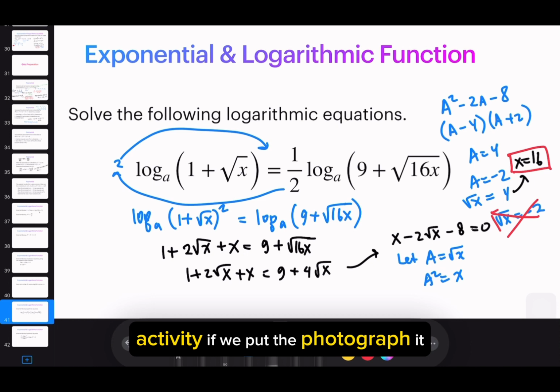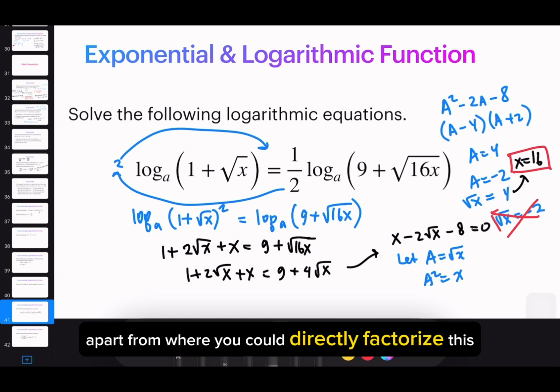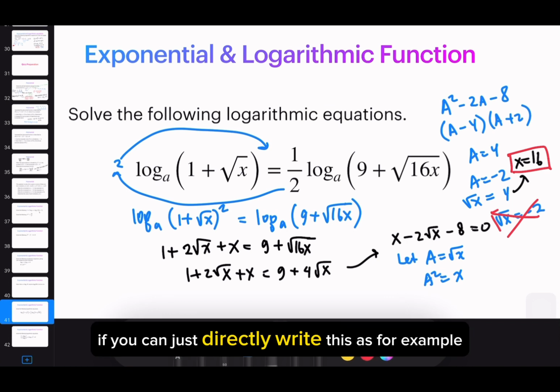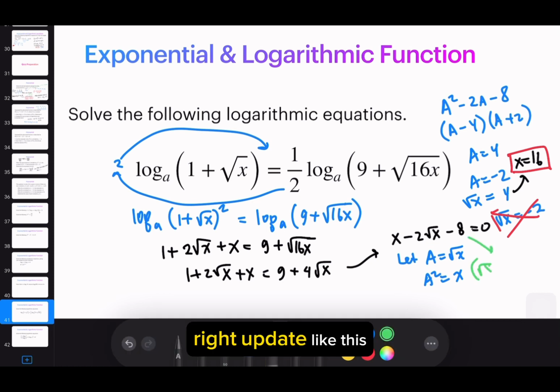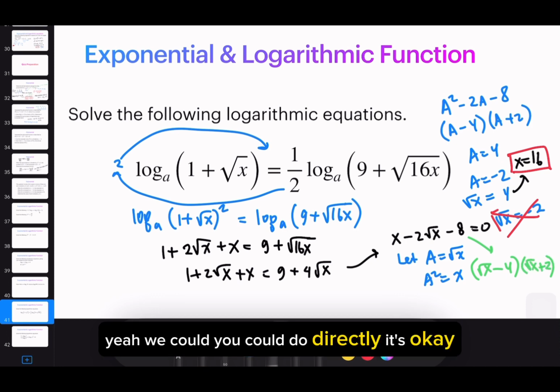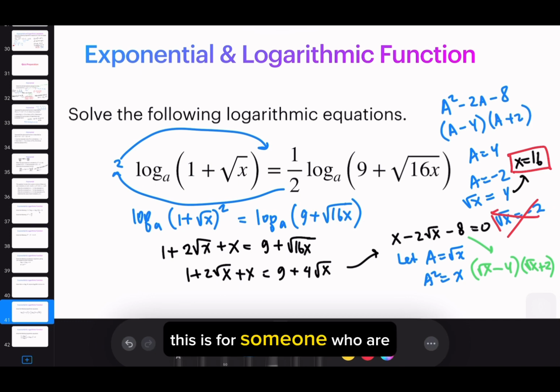we put the quadratic part, right? But well, you could directly factorize this, like if you can just directly write this up like this. Yeah, you could do it directly. It's okay. This is for someone who is not really familiar with the square root, and sometimes in calculation, especially in an exam, you'll feel very nervous. So substitution will help.